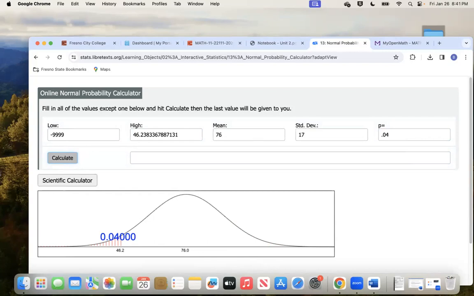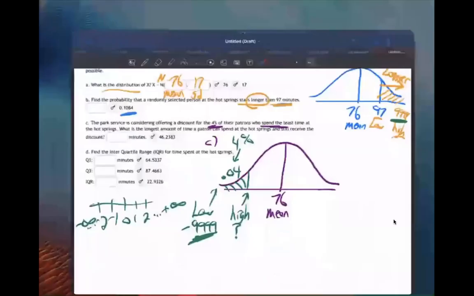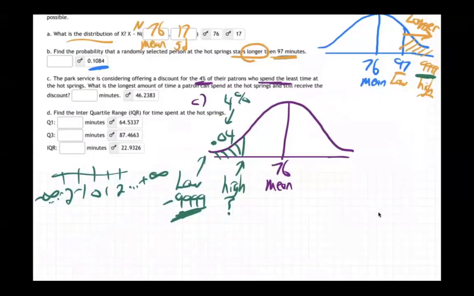Part C. We got one more part. All right. So there's 46 point, like we said, 46.2383. That's how many minutes? All right, now for the final part, part D. Find the interquartile range for the time spent at the hot springs. We got to find Q1, Q3, and then the IQR. IQR is just going to subtract Q3 and Q1. So basically, how do you find Q1 and Q3?